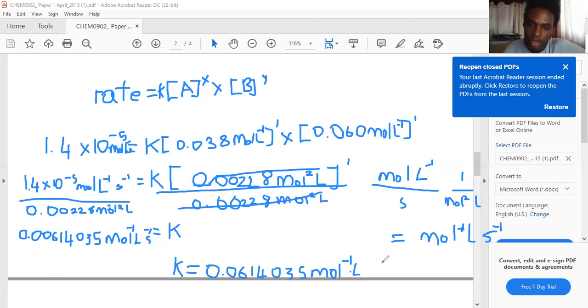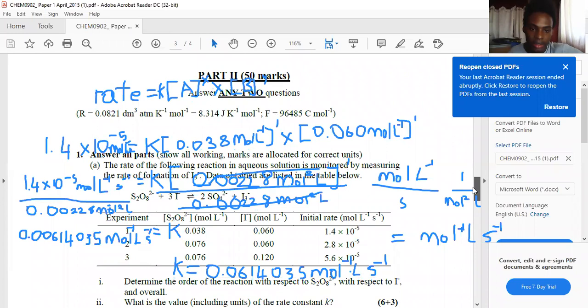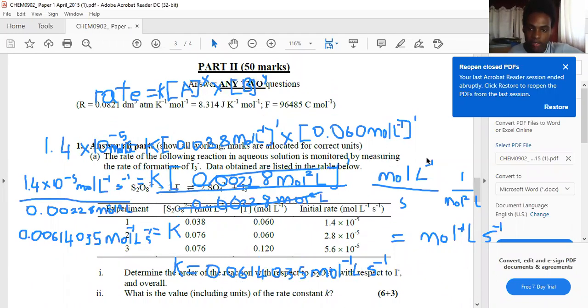So yeah, that's it. This would be the answer for question 1 part I. And this is how you find the units, how you find the unit of the answer, the unit for the rate constant of the equation.